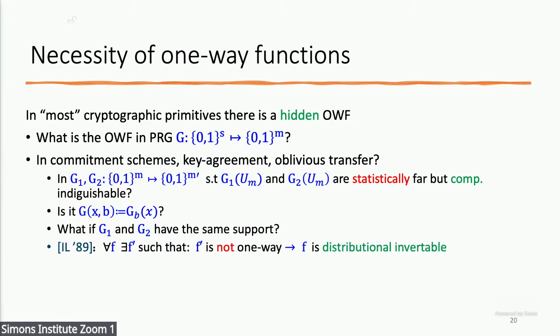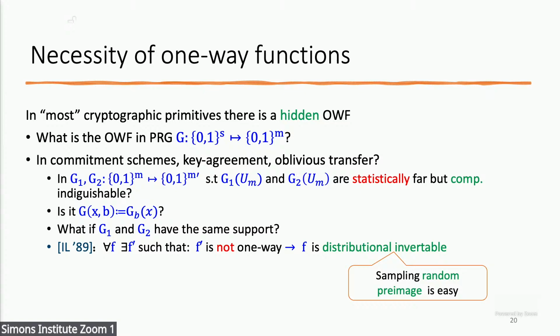Okay, so facing this problem, Impagliazzo and Luby proved the following. For every efficient function f, there exists a second function, f prime, such that if f prime is not one-way, then you can invert f in a very strong sense. Not only can you find a pre-image, you can find a random pre-image.